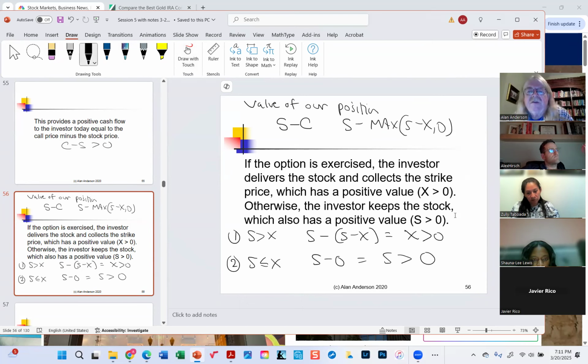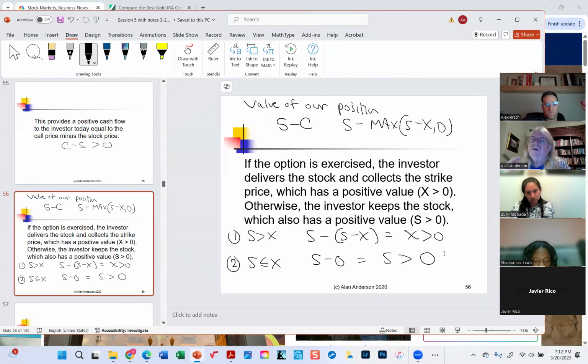So in the first case, if the option finishes in the money, we exercise it, we receive a payoff of S minus X, but sorry, the person we sold it to has a payoff of S minus X. So if you write it algebraically, S minus (S minus X), you'll see that you end up with X as your net position, which is guaranteed to be positive. But if this option finishes out of the money, you just end up with the stock, and that's also positive. Now, this is very unusual.